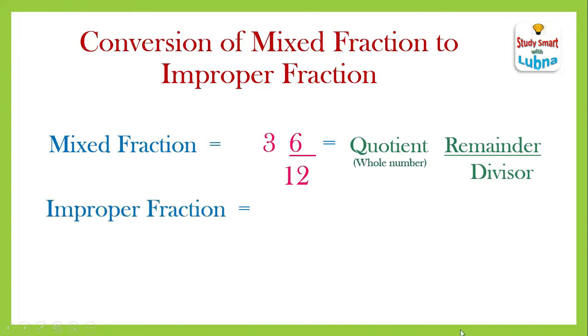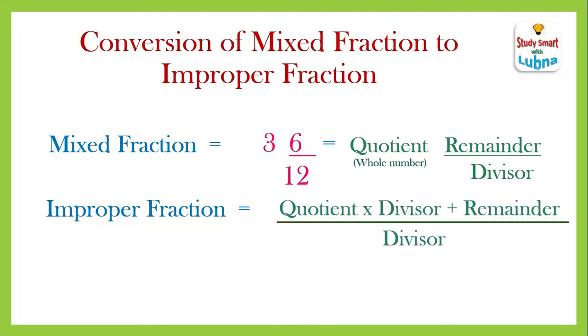So how can we convert this mixed fraction into improper fraction? We will use this formula to convert mixed fraction into improper fraction. We will multiply quotient with divisor and add remainder and divide the whole value by the divisor. So, let's convert the mixed fraction into improper fraction.